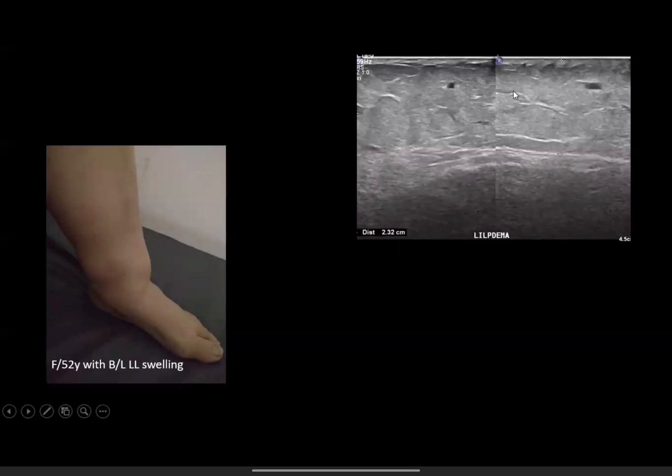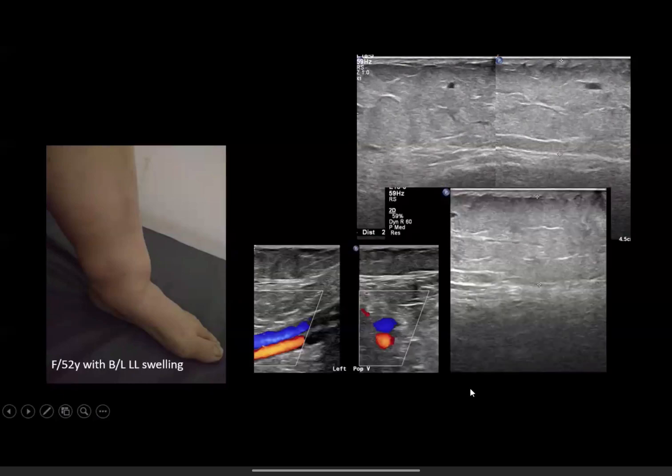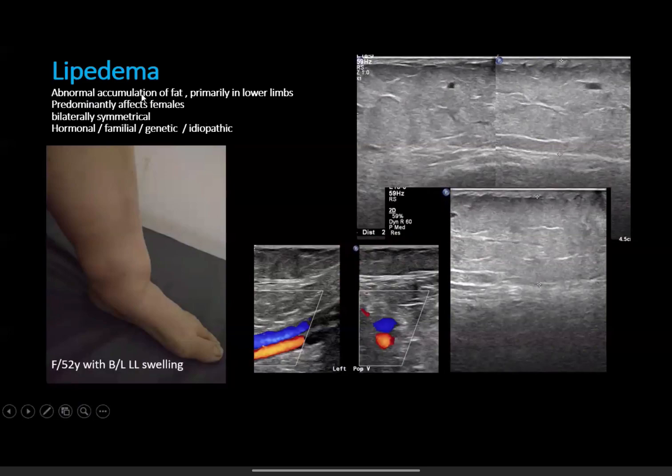This is again a female with swelling of both legs, with the foot normal, the dorsum of the foot normal. In such patients there is marked thickening of the subcutaneous fat with a normal-appearing venous system. So these are basically lipedema, abnormal accumulation of fat primarily involving the lower limbs and predominantly affecting females, and it is bilaterally symmetrical. Causes can be hormonal, familial, genetic, and idiopathic. So we must be well aware of this condition.